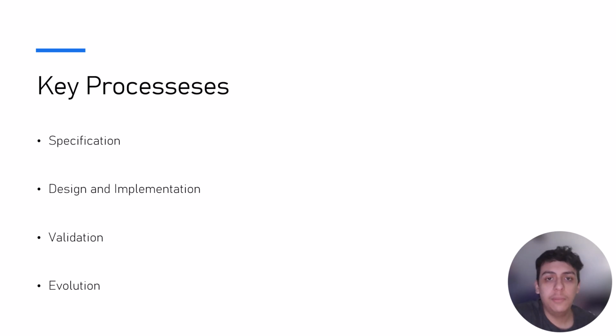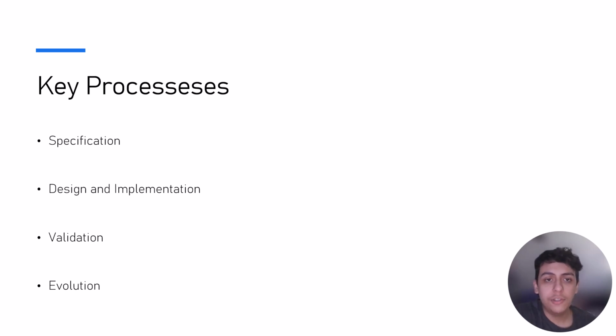Next, we have design and implementation, and this basically means that once the requirements are clear, the system is designed, meaning the structure, components, and interfaces, and then it's implemented by writing the actual code. This step turns the plan into a working software product.